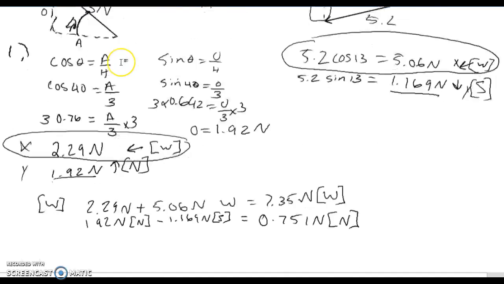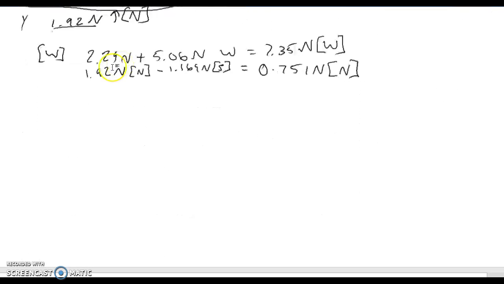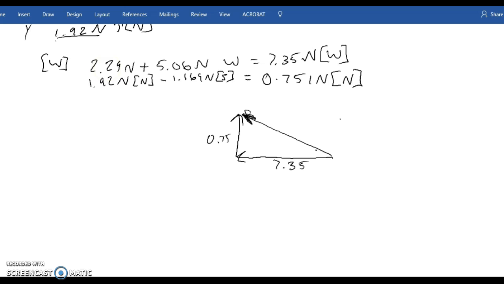Now let's do 4. Let's find the magnitude. To find the magnitude, I'm going to draw this as well. Okay, so we have 7.35 newtons going west, 0.75 newtons going north. What we are asking ourselves now is, what is the magnitude of the hypotenuse, essentially, of our resulting vector? The way to calculate that is simple. Pythagorean theorem. Here's your two legs. There's your right angle.